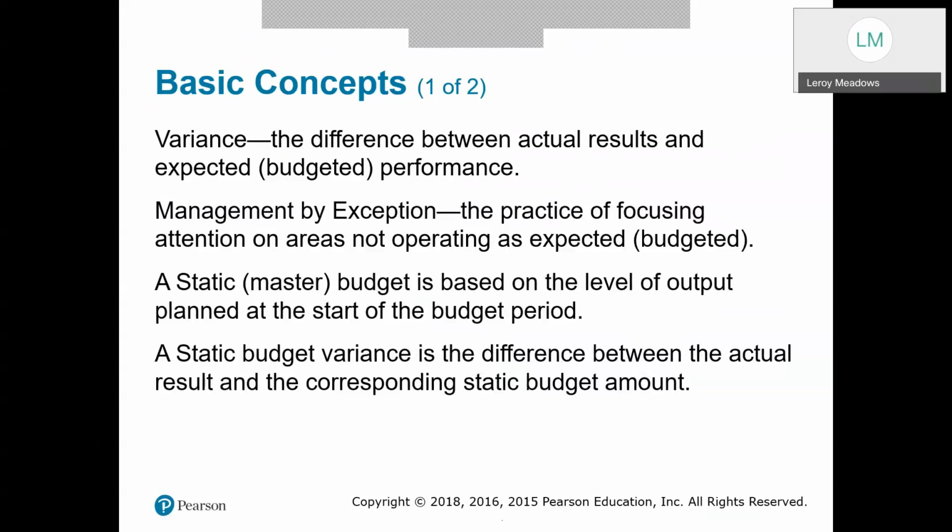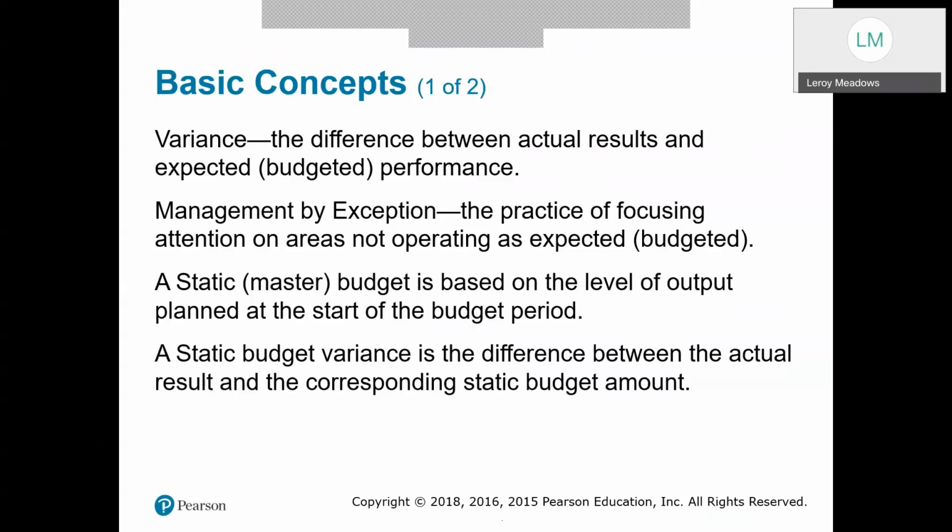So let's talk about some basic concepts. First of all is a variance. A variance is simply any difference between what we actually do, our actual results, and the expected budget performance. Management by exception is a term I know you've heard in other management classes. This is the practice of focusing attention on areas not operating as expected or budgeted. It doesn't mean we completely ignore areas that are operating as efficiently as expected. It just means we shift a little more focus to the areas that need improvement and a little less on the areas that do not need improvement.